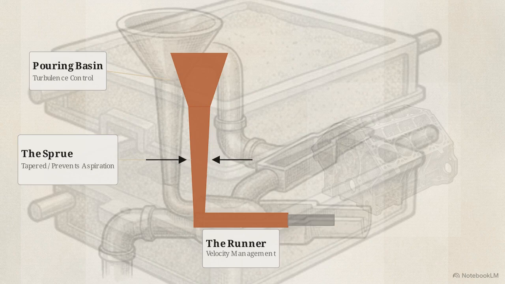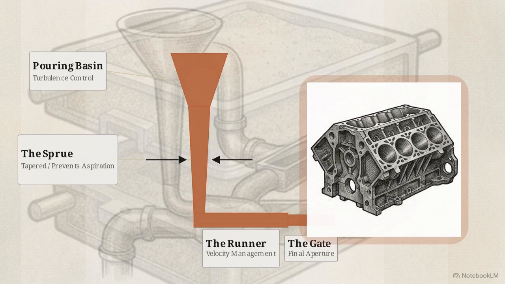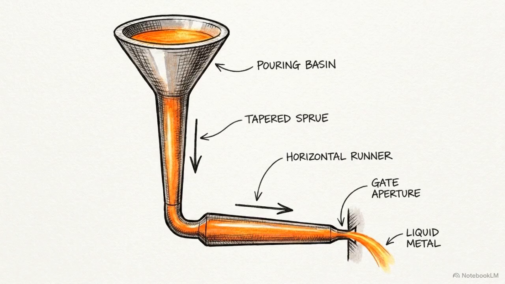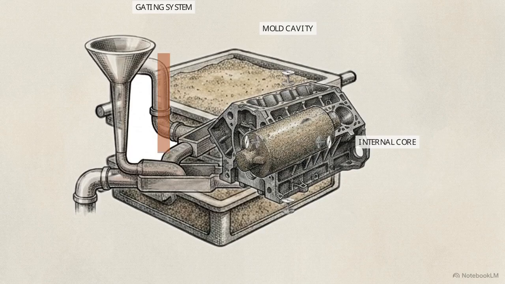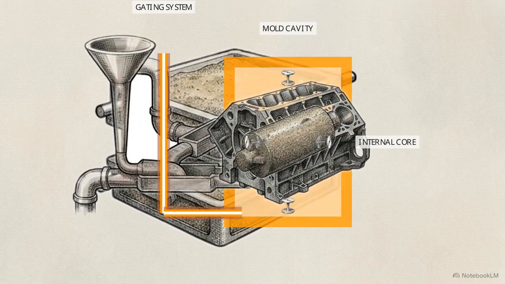At the bottom of the sprue, the liquid turns 90 degrees into a horizontal channel known as the runner. The runner leads to the gate, the aperture where the fluid finally breaches the mold cavity. This gating system is a sacrificial hydraulic network designed to tame the velocity and kinetic energy of the liquid metal before it touches the final shape. The pour begins. Liquid metal navigates the gating system, floods the main cavity, and envelopes the core.